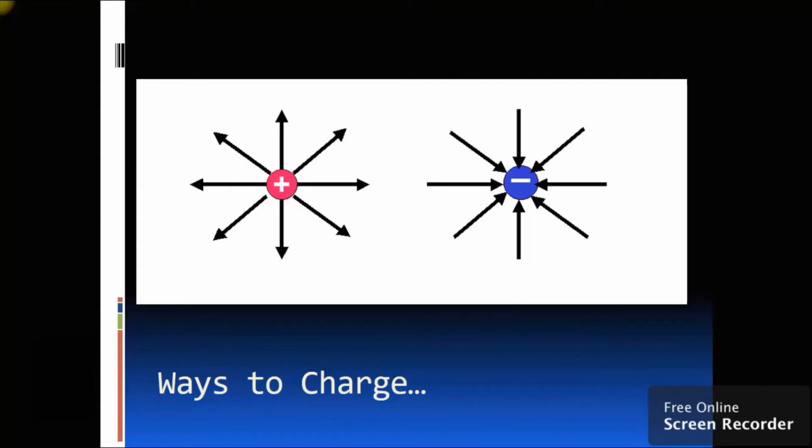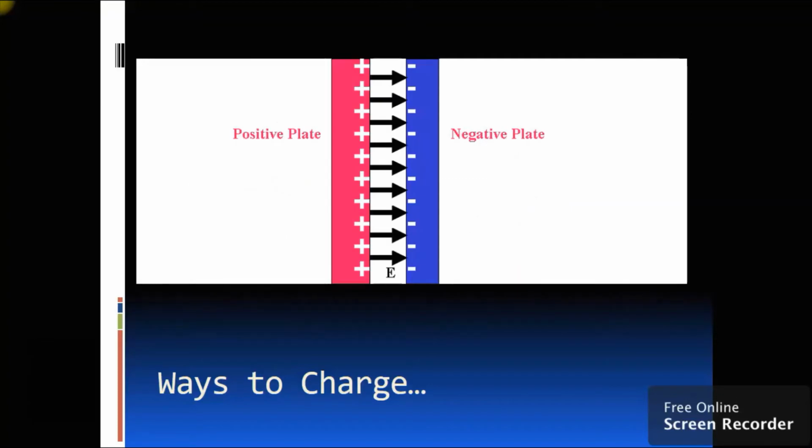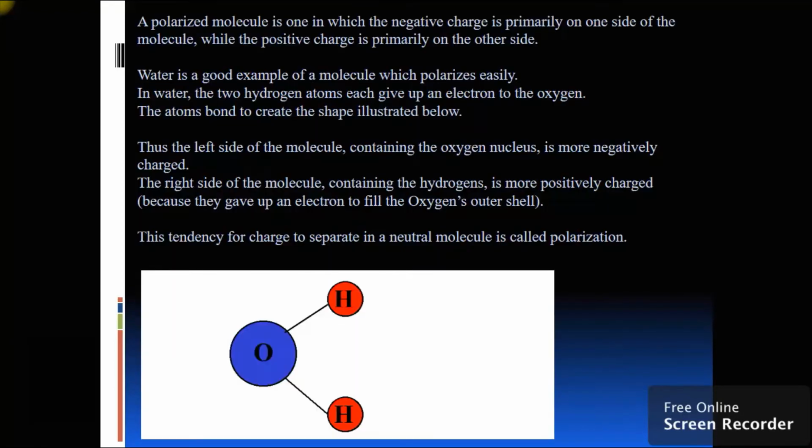Let's start with some basics. So I've got a positive charge and a negative charge. The arrows show you the direction of the electric field. So we always draw the arrows going away from a positive charge and into a negative charge. This way, if everybody plays by those same rules, then we know which way the arrows are pointing. So there's a positive plate and a negative plate in the blue, and the arrows are showing you the way that we normally draw the lines of charge.